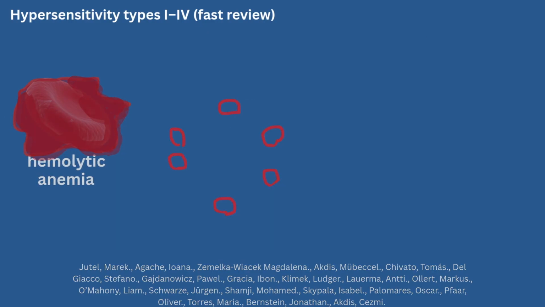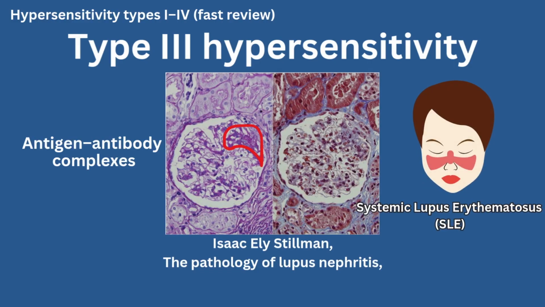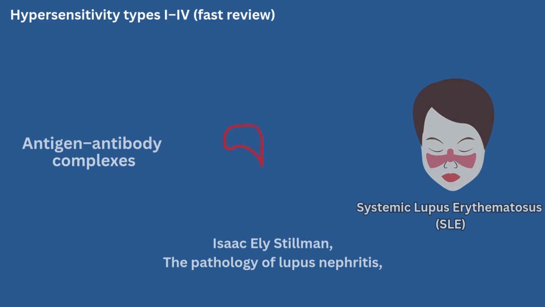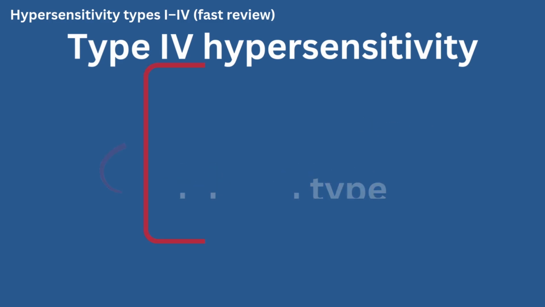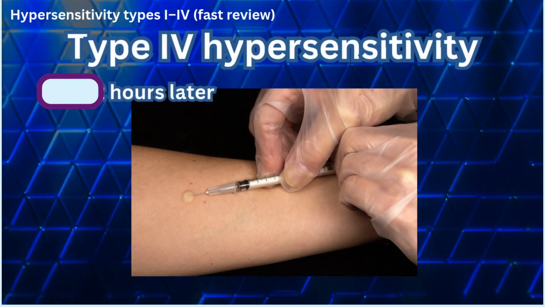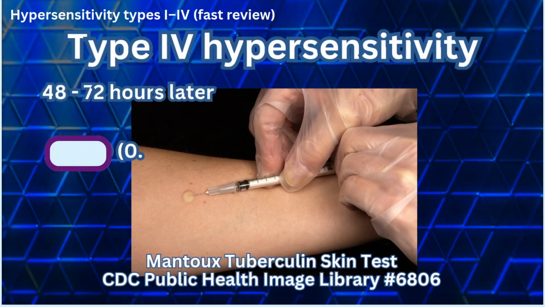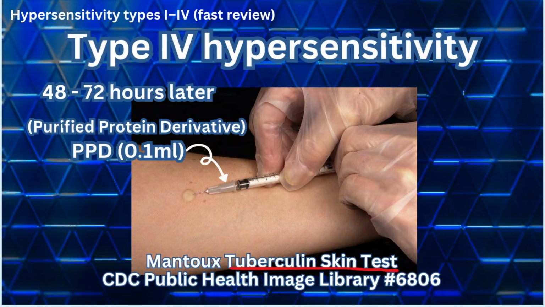Type 3 is immune complex-mediated hypersensitivity. Antigen-antibody complexes form and deposit in tissues, causing inflammation. Systemic lupus erythematosus is a typical example. Type 4 is delayed type hypersensitivity. It is mediated by T cells, not antibodies, and takes 48 to 72 hours to develop. Examples include the tuberculin skin test and contact dermatitis.